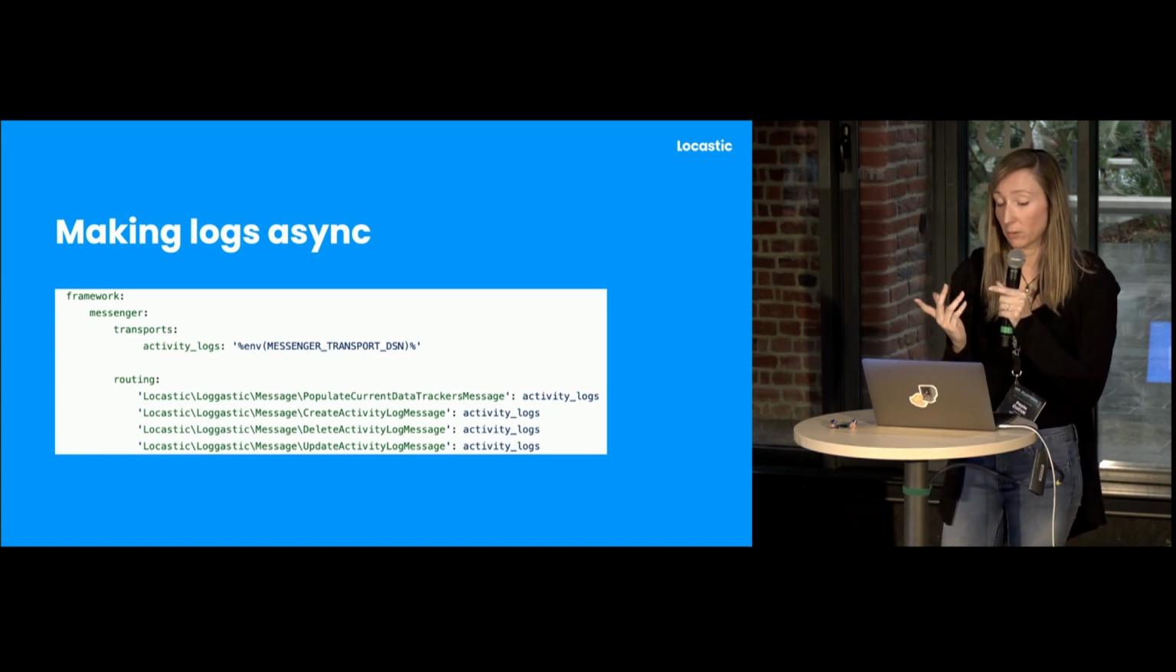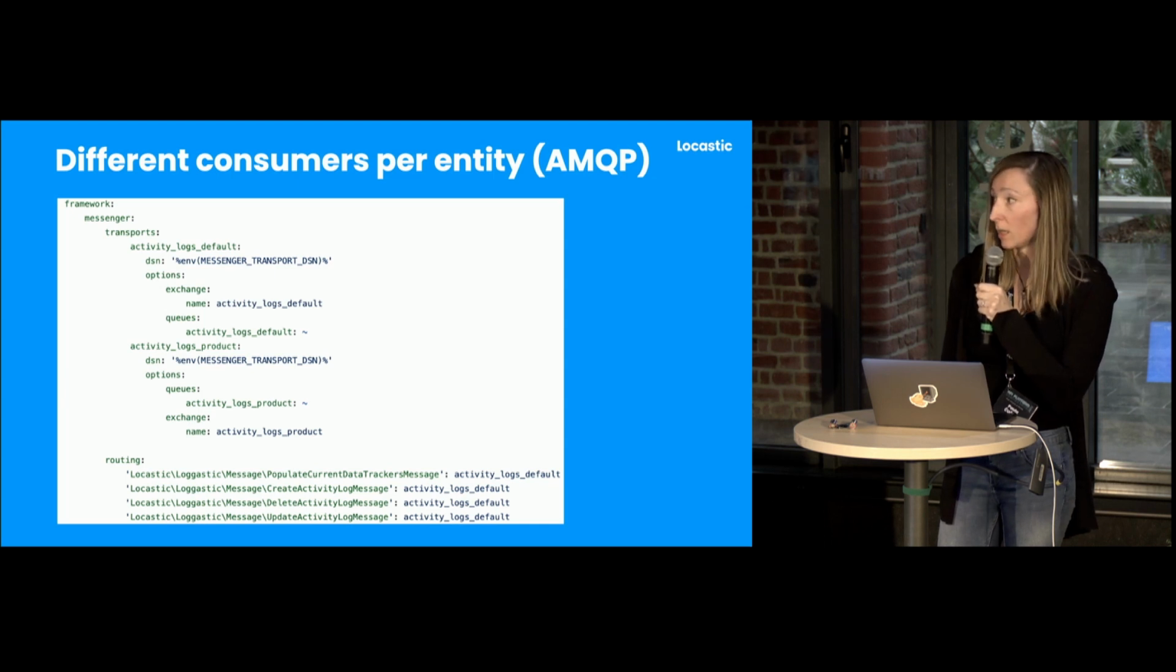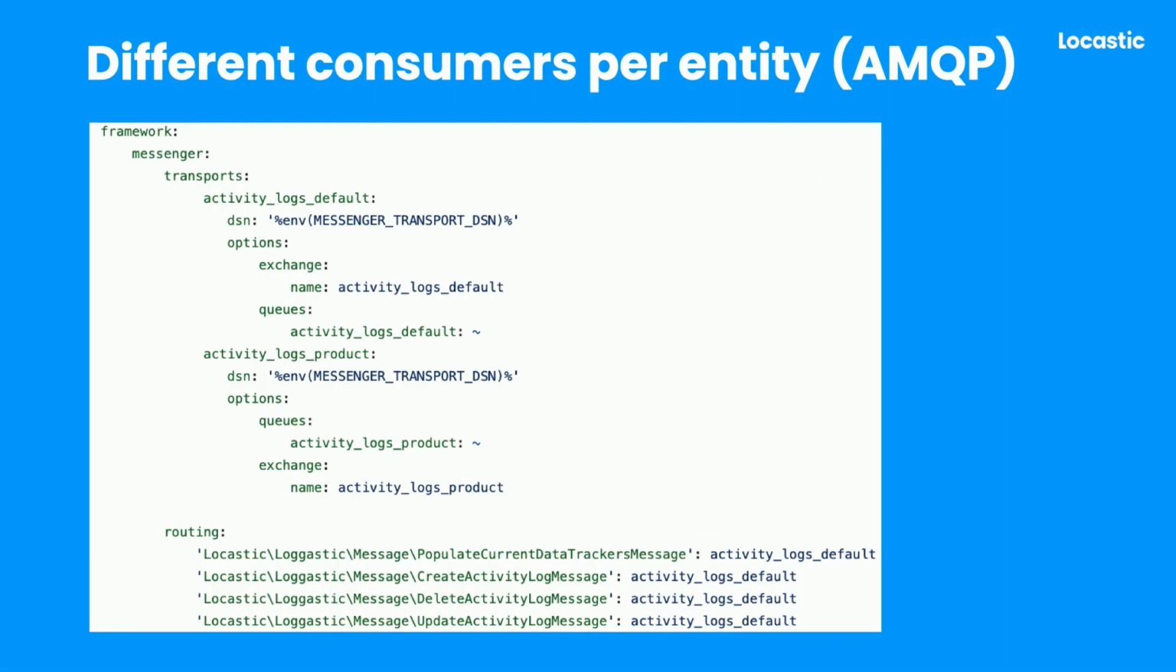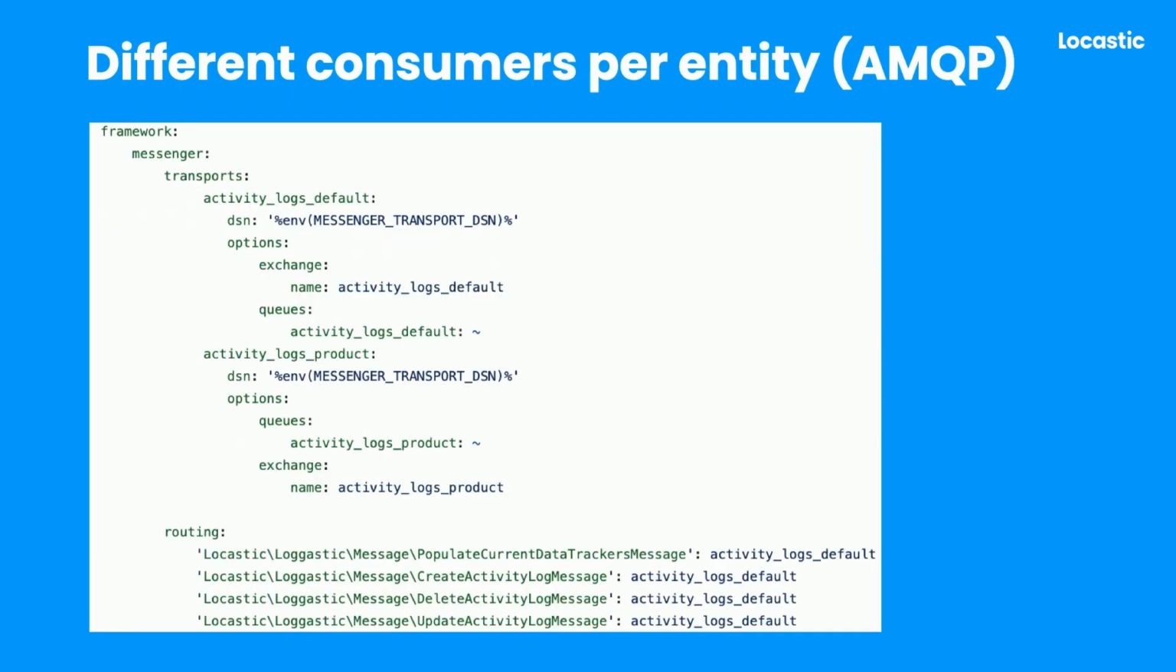That is because if we have two consumers, they could change the same data at the same time, and then we would probably get corrupted data. So if we need more of them, we need to have a bit of a different setup. So here is an example where we have two transports and two consumers. First one is activity logs default, where we will send everything by default. And the second one is activity log product, where we want to send only the product activity logs. And at the bottom, we still, by default, send everything to the default one.